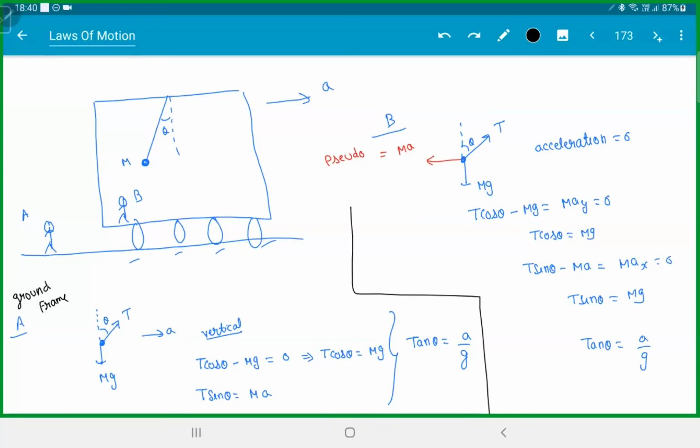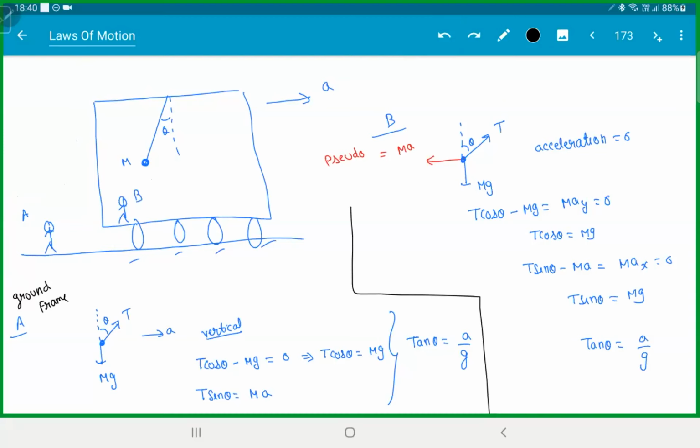So whether to use pseudo force or not will depend on you. The first question you should ask is, do I want to solve in the ground frame, that is A? Do I want to solve in the B frame, who is inside this thing? Once you ask that question to yourself, and once you decide I want to solve in A's frame, don't even talk about pseudo force. If you say no, I want to solve in B's frame, then use pseudo force. But he will think it is at rest.